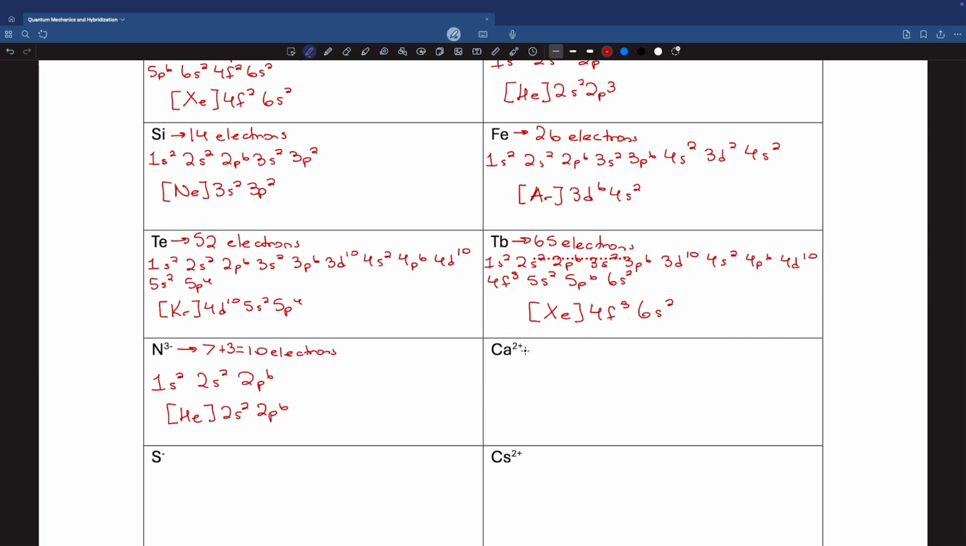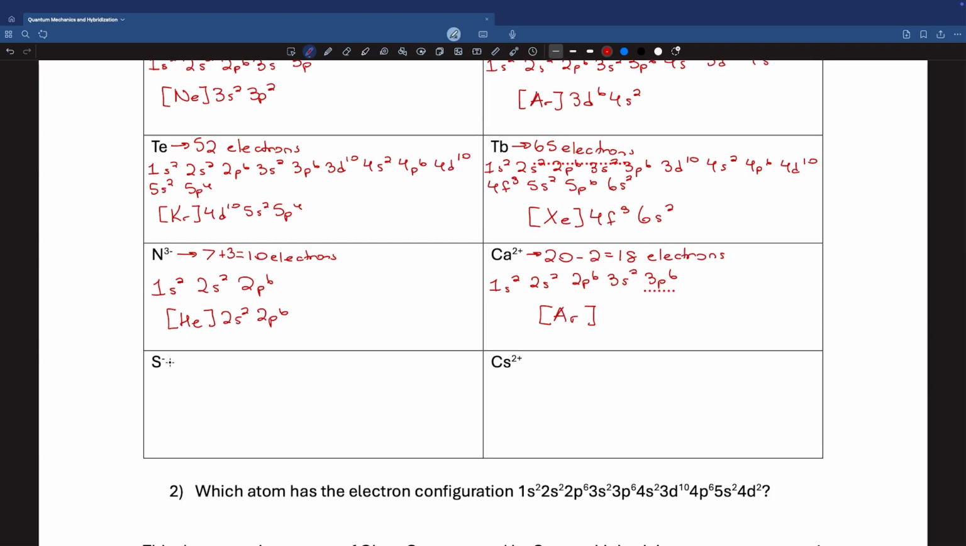Calcium, regular calcium, has 20 electrons, but since we have a +2 charge, we can take 2 from that, which means we have 18 electrons in the calcium ion. And so we'll start with 1s2, 2s2, 2p6, 3s2, and the last 3p6. And it ends up being the same electron configuration as the noble gas argon. Pretty interesting. And so our shorthand is literally just argon.